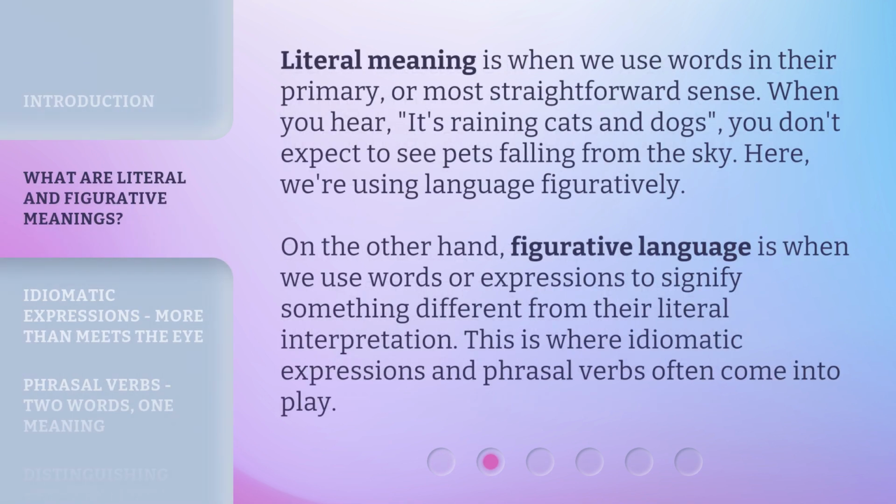Literal meaning is when we use words in their primary, or most straightforward sense. When you hear, "It's raining cats and dogs," you don't expect to see pets falling from the sky. Here, we're using language figuratively. On the other hand, figurative language is when we use words or expressions to signify something different from their literal interpretation. This is where idiomatic expressions and phrasal verbs often come into play.